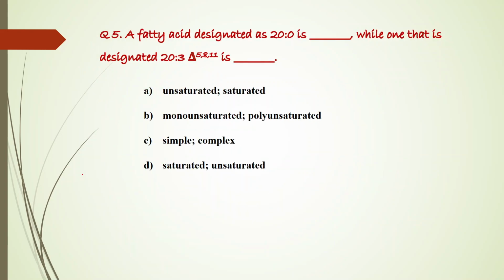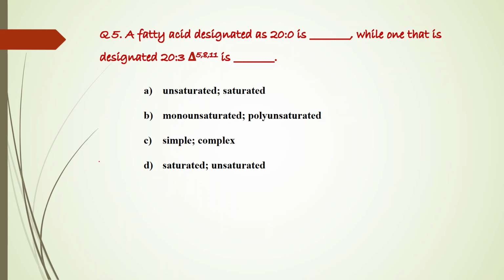Okay, we will only do this last question and the rest of the questions we will take in the next session. So the next one states: a fatty acid designated as 20:0 is dash, you have to fill it, while one that is designated as 23 delta 5,8,11 is dash. You have to identify what they are.